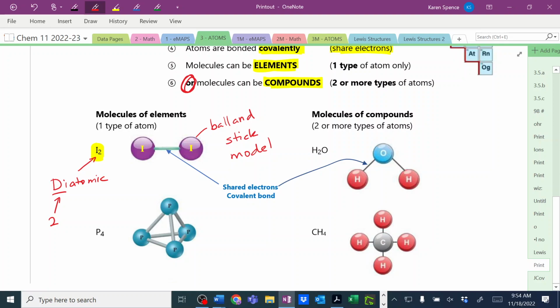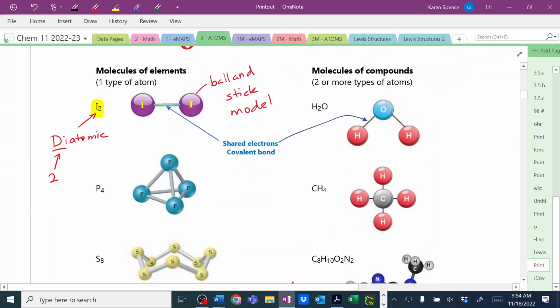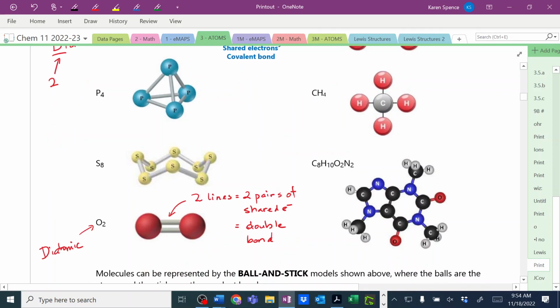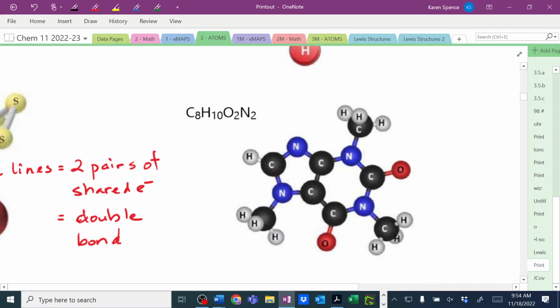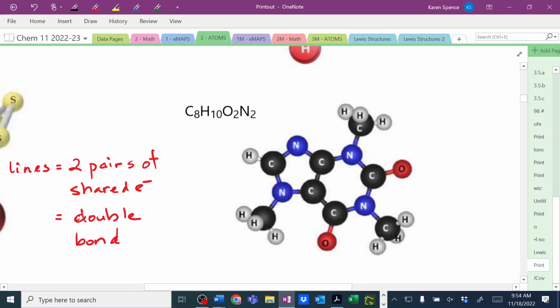We can also have molecules which are compounds. Over on the right here, you can see we've got H's and O's. We've got C and H. And we have, oh boy, what on earth is that thing? We have carbon and hydrogen and oxygen and nitrogen. And I believe, I could be wrong, but I believe this is caffeine. Not that you're responsible for that, but that's just for fun.